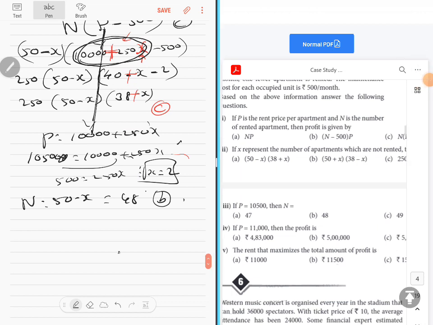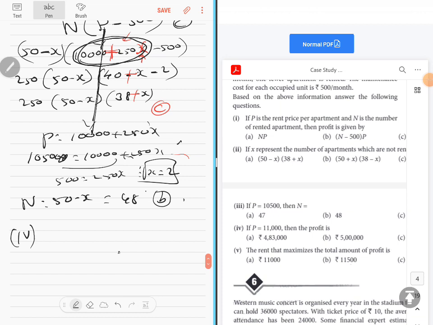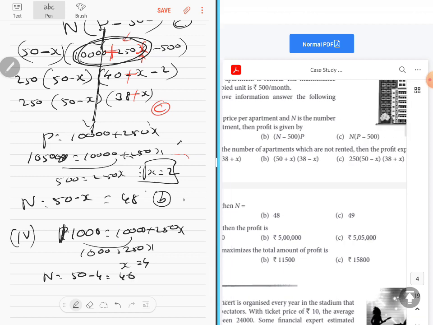As the fourth one, if P is equal to 11,000, then 11,000 is equal to 10,000 plus 250x. Take it that side. So it will be 1000 is equal to 250x. So x is equal to 4. But they are again not asking for x, they are asking for n. N is equal to 50 minus x. So n is equal to 50 minus 4, which is 46. Is that what they are asking?